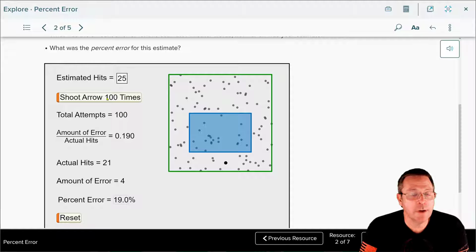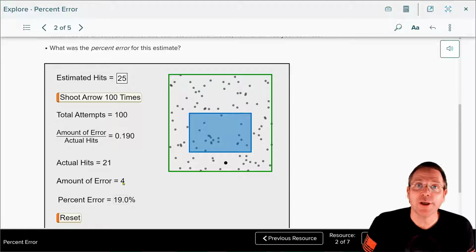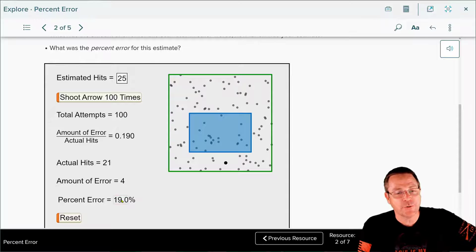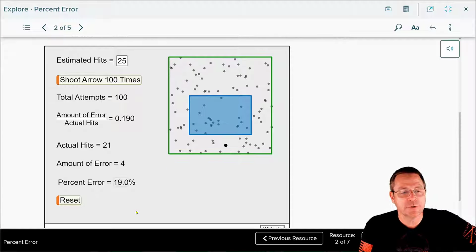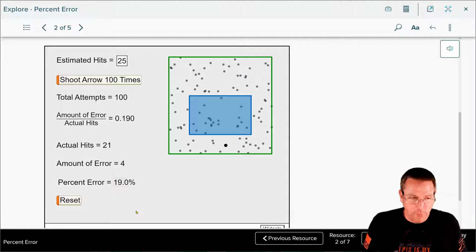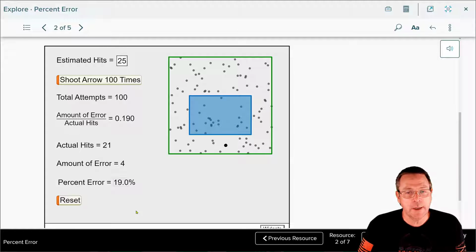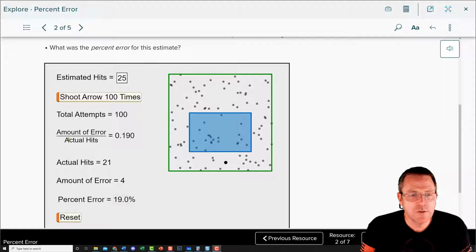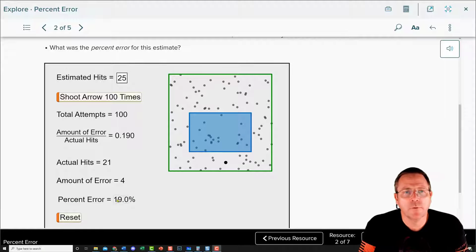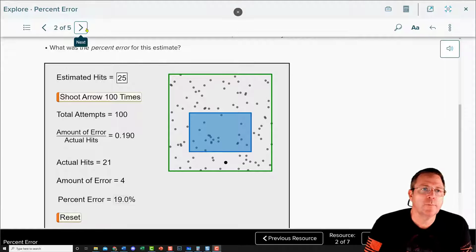Alright, out of 100 attempts, there were 21 actual hits. The amount of error was 4. I was stinking close. And the percent error is a 19% error. Now, if you get bored and you want to try this at home, do it again, hit the reset, go for it. The big question in all this is, where did that 19% come from? That's what we get to calculate when we do this problem.